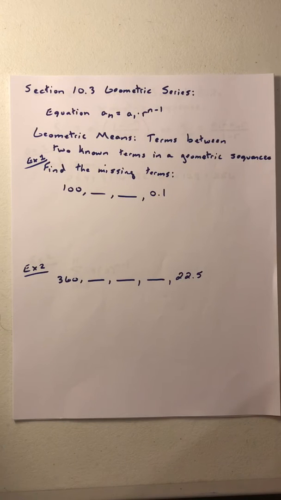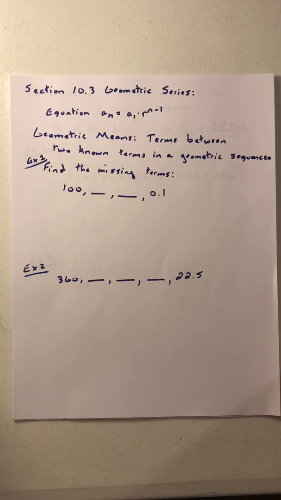So I'm going to recall that an equation for our geometric series is a sub n equals a sub 1 times r to the n minus 1. Geometric means is telling us the number of terms between two known terms in a geometric sequence. So if we give you example 1 there, we have 100 and then two spaces and then 0.1 or 1/10. And we're looking for the geometric means between 100 and 1/10.